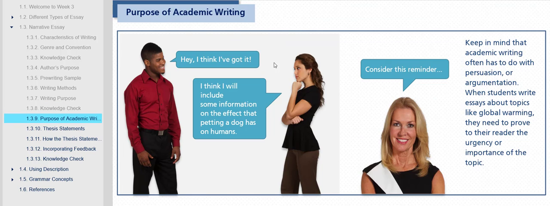Purpose of academic writing. I think I've got it. I think I will include some information on the effect that petting a dog has on humans. Consider this reminder. Keep in mind that academic writing often has to do with persuasion or argumentation. When students write essays about topics like global warming, they need to prove to the reader the urgency or importance of the topic.